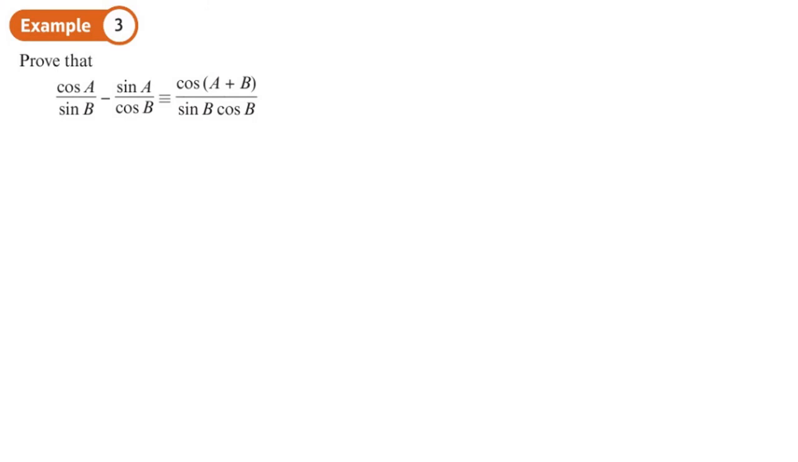So here we've got this identity to prove. It doesn't matter too much which side I start with. I'm going to start with the left hand side, this cos A over sine A minus sine B over cos B. Whenever I see two fractions like that, what I want to do is put them together. So I'm going to multiply the first fraction top and bottom by cos B, and the second fraction I'm going to multiply the top and the bottom by sine B, so that they've got a common denominator.